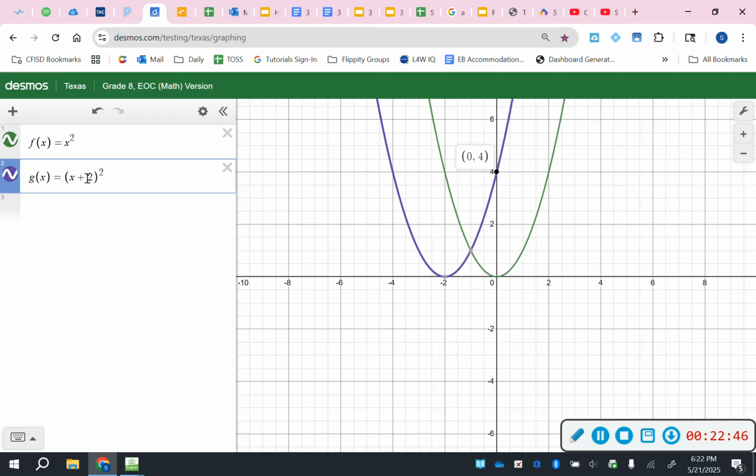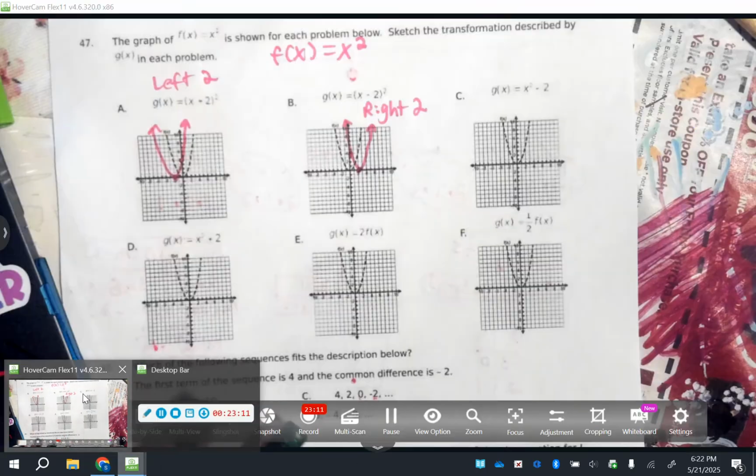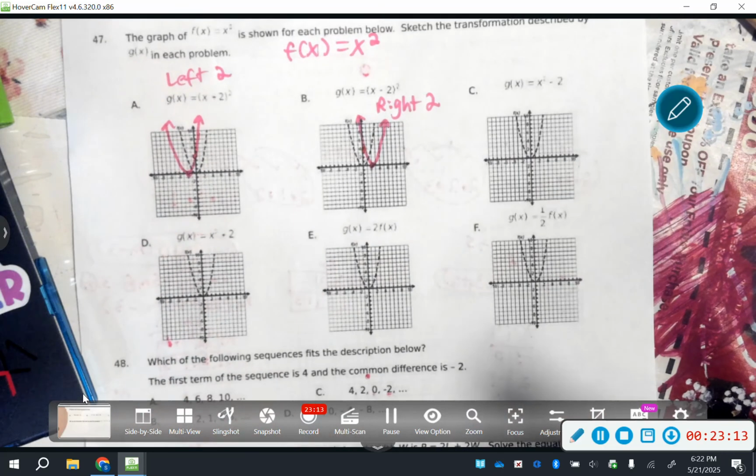All right, now I'm going to plug in B. So it says (x minus 2) squared. Okay, so now we have a point over here at 2, 0. We have a y-intercept at 0, 4. This time we move towards the right 2. So here's kind of what mine looks like right now. It's not completely accurate, it's just a rough sketch of what it looks like.